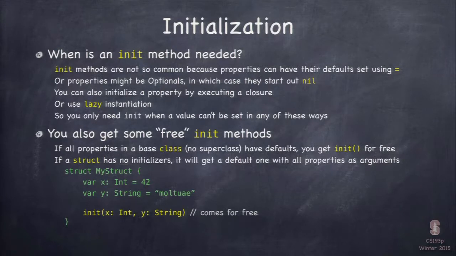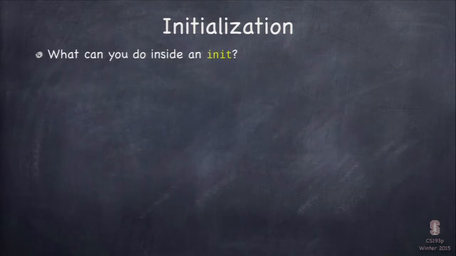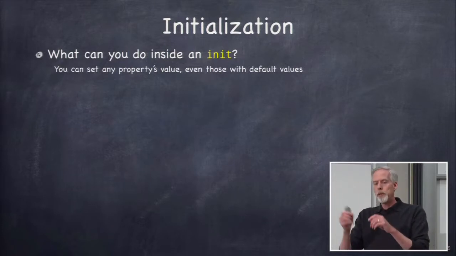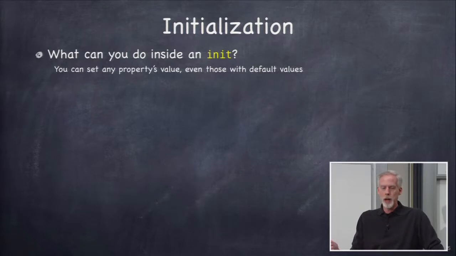All right. So what can you do inside of init? We saw what we did in calculator brain. We initialized some stuff. But what can you do? Well, you can set any property's value in there. You can even set properties that have default values. So even if you have a property and you said equals 12, in your init, you could reset that thing to something else if you changed your mind in init. You could do that.